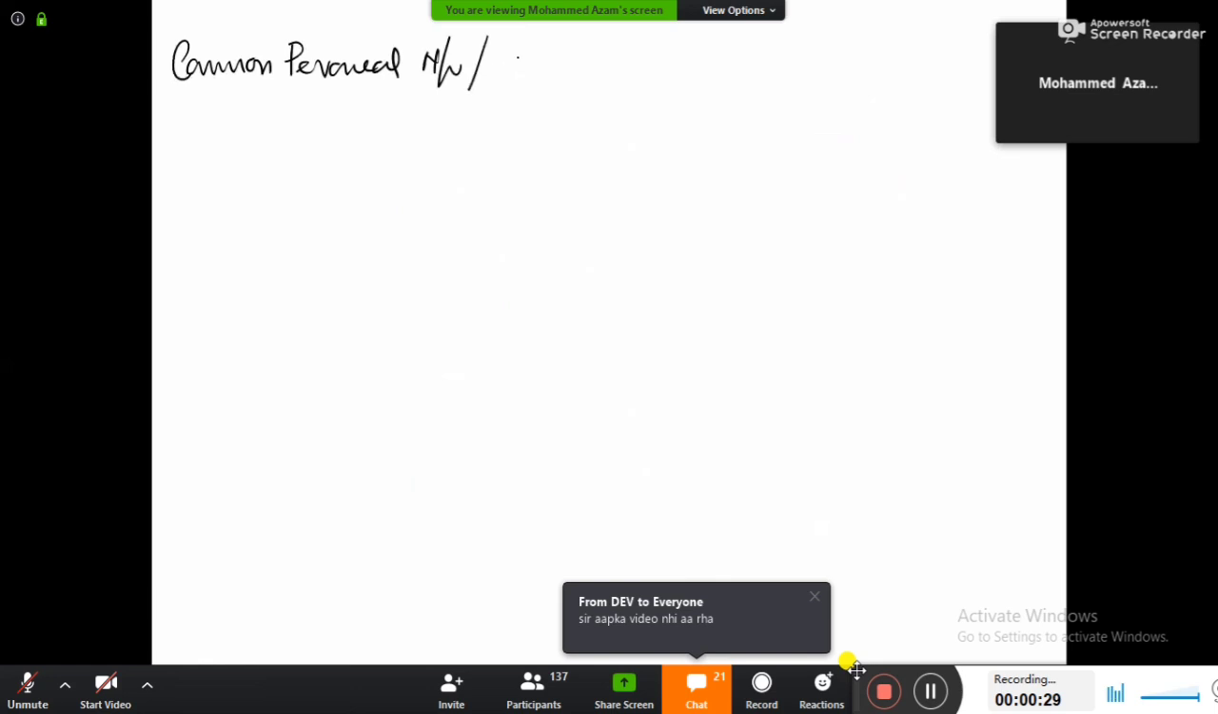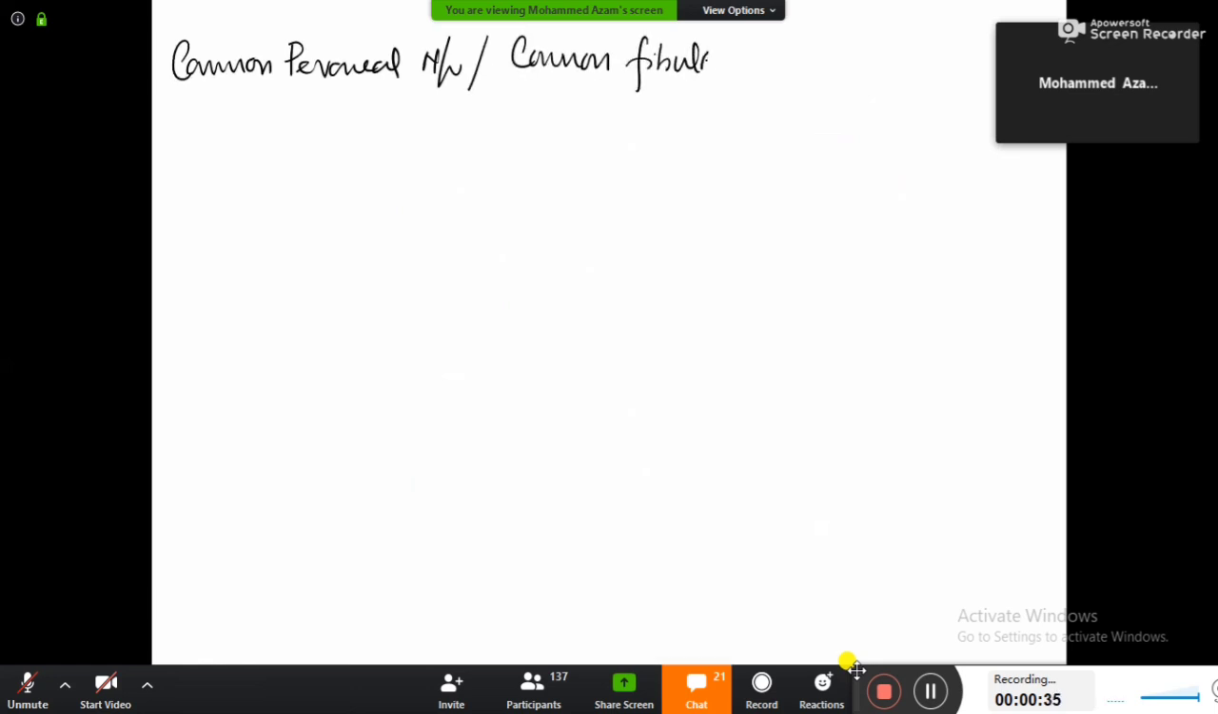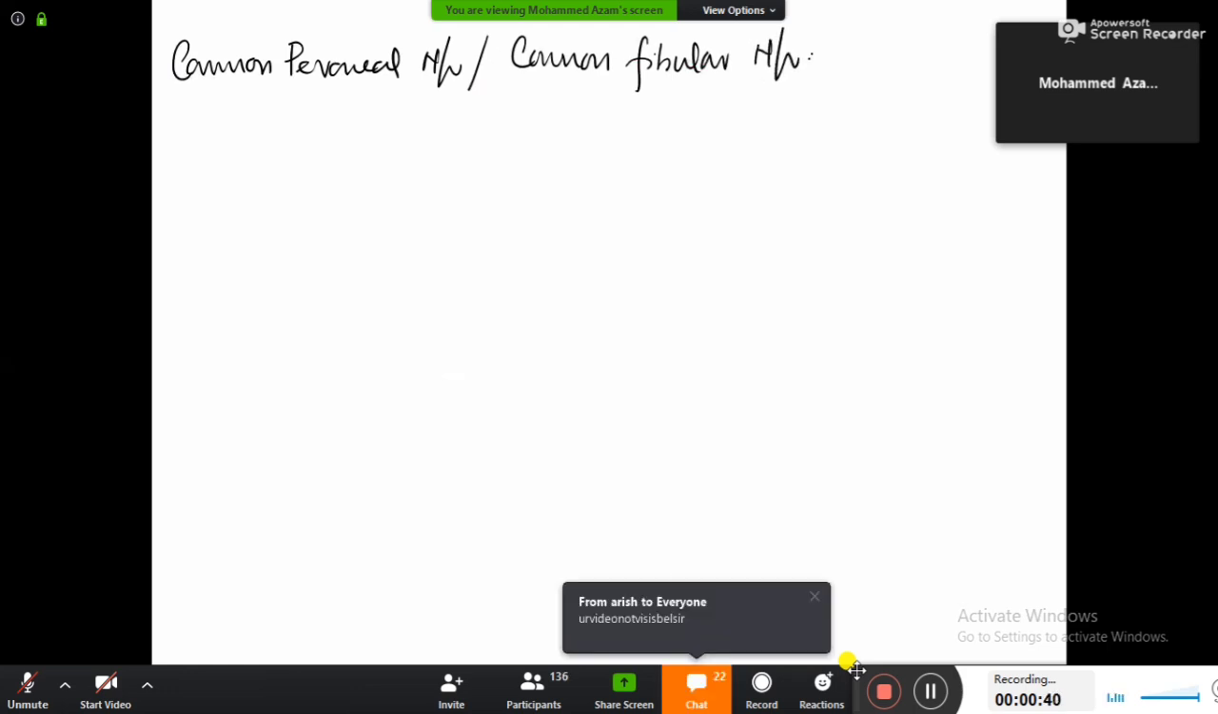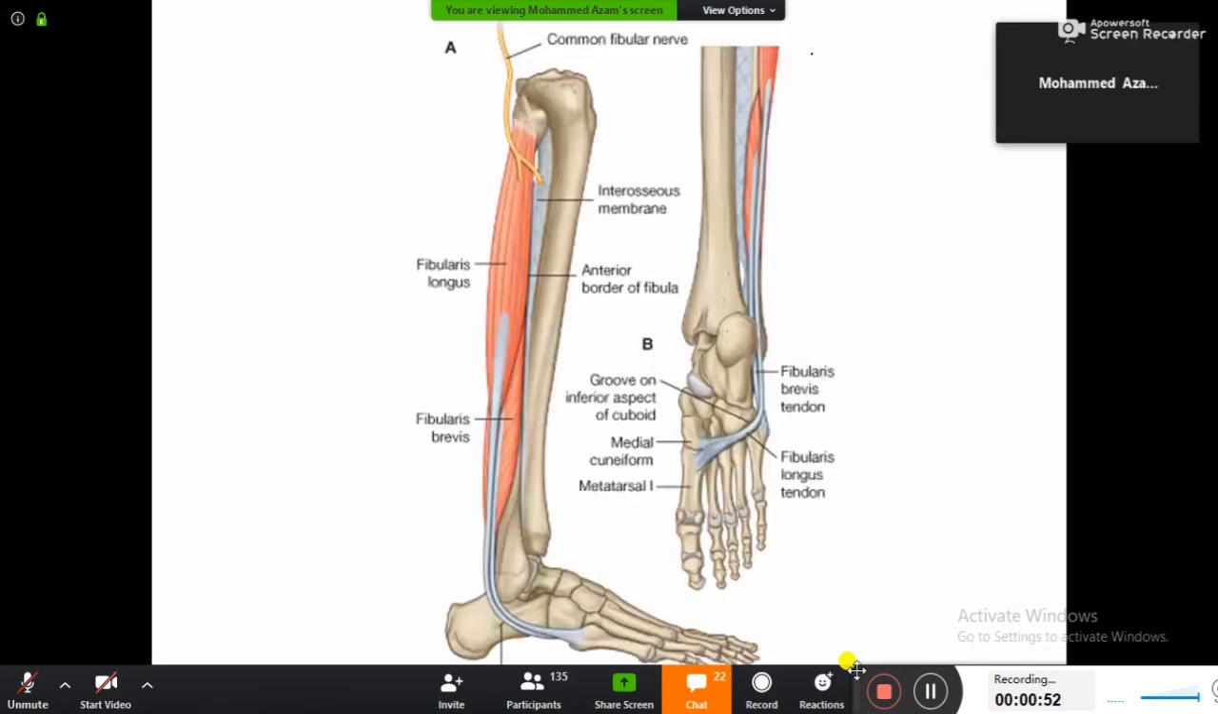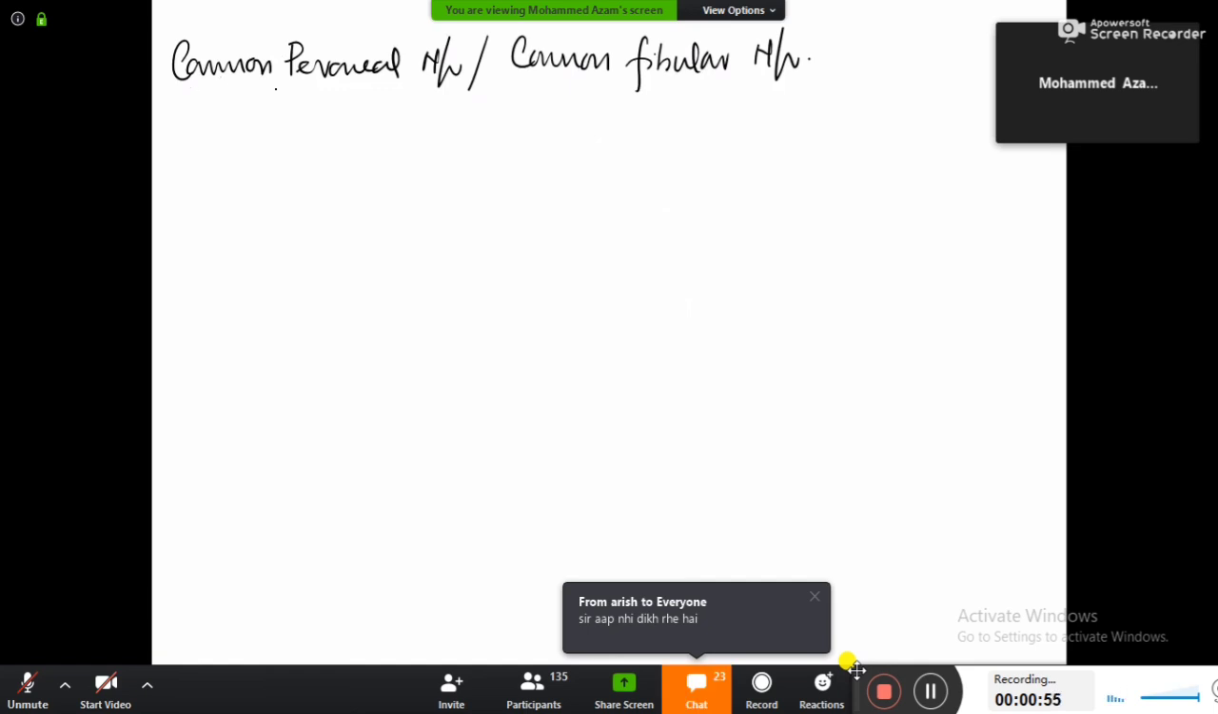Guys, remember, common peroneal nerve, it is also known as the common fibular nerve. Okay? I told already in the beginning, nothing to show you. Now the first nerve that we are going to learn, common peroneal nerve. And common peroneal nerve, it is also known as common fibular nerve.